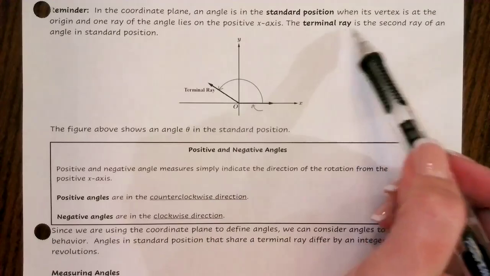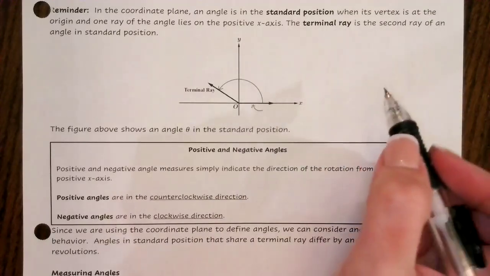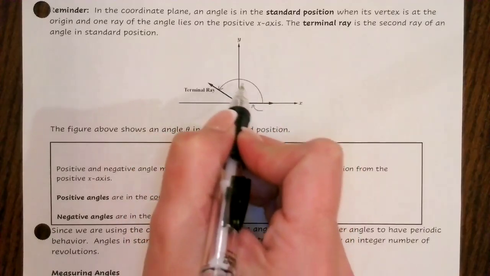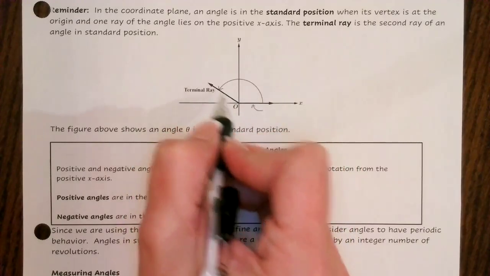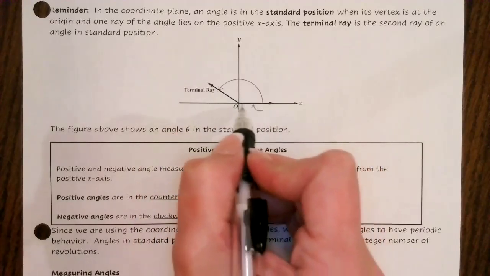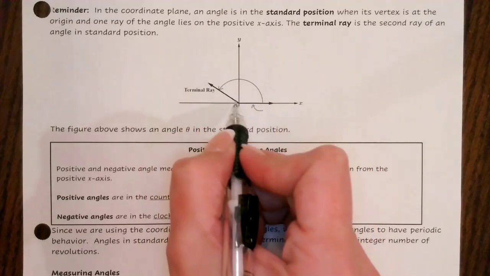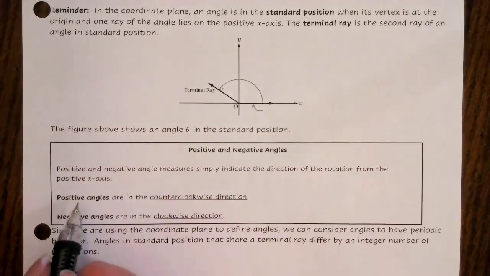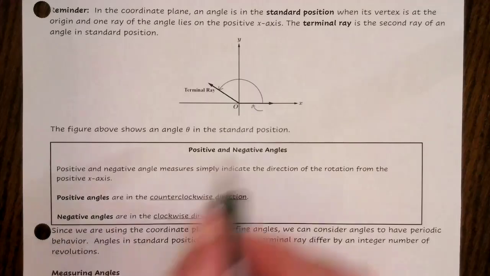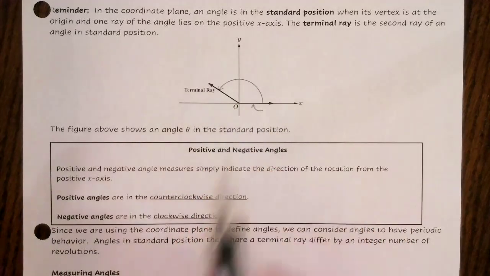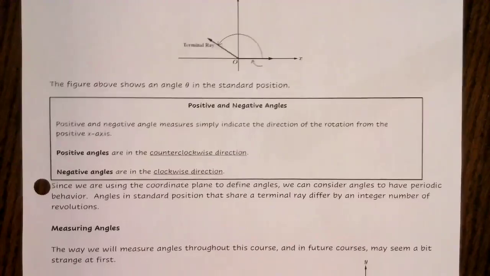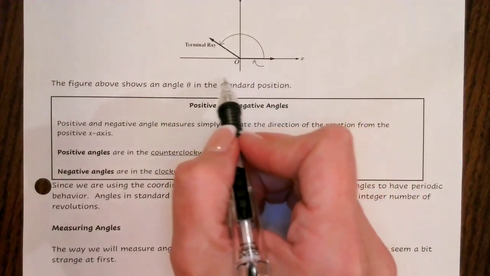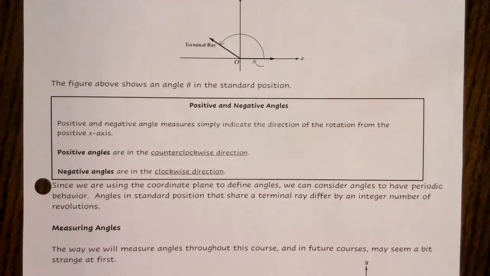And then the terminal ray is the second ray of an angle in the standard position. And so that would be this one right here, and our angle would be the one between them. And this is the terminal ray. So here is my initial, and then here is my terminal. Now, when it goes counterclockwise, it is a positive angle. And when it goes clockwise, so this way, it would be a negative. So counterclockwise, positive angle, clockwise, negative angle.